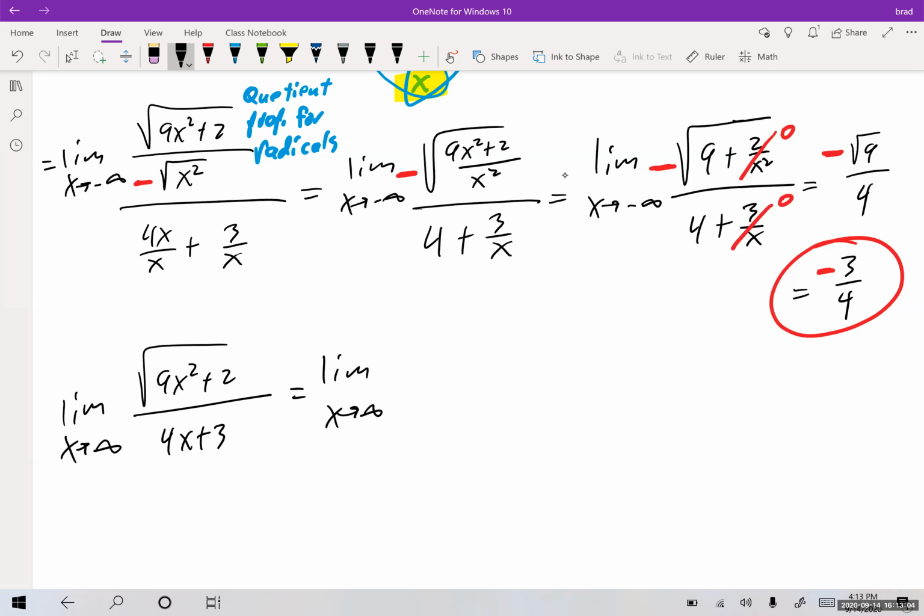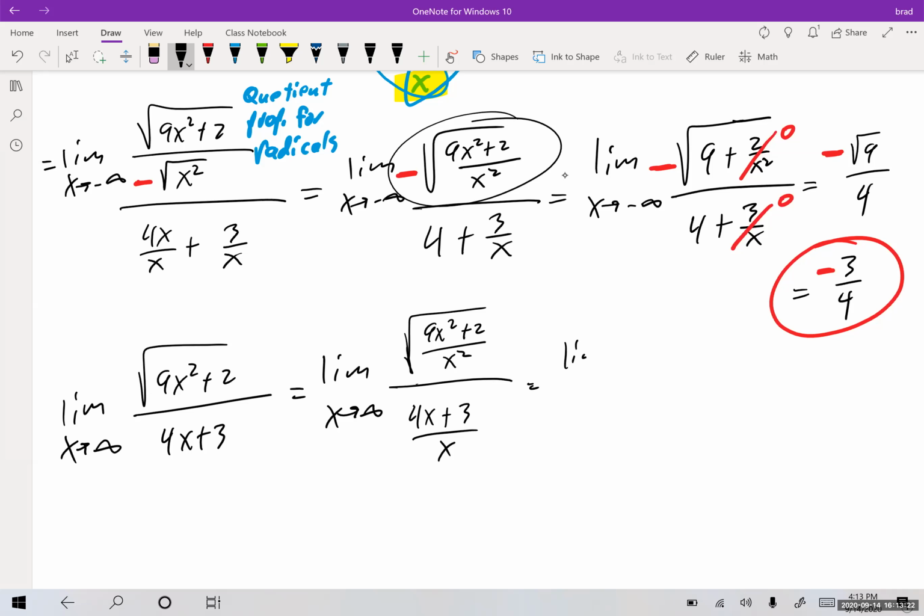So we have, let's see here, same technique I used before. So this is going to be 9x squared plus 2 over x squared, right? I'm skipping right to this step, you guys. And then this will be 4x plus 3 divided by x. So then we're going to have the limit as x approaches positive infinity. But now there's not going to be any problems like there were last time. This is going to be the square root of 9 plus 2 over x squared, all divided by 4 plus 3 over x.